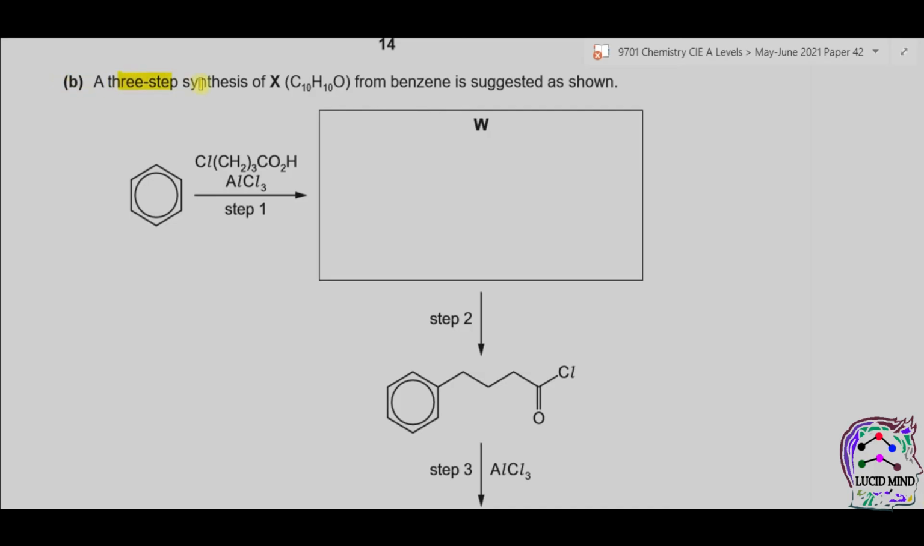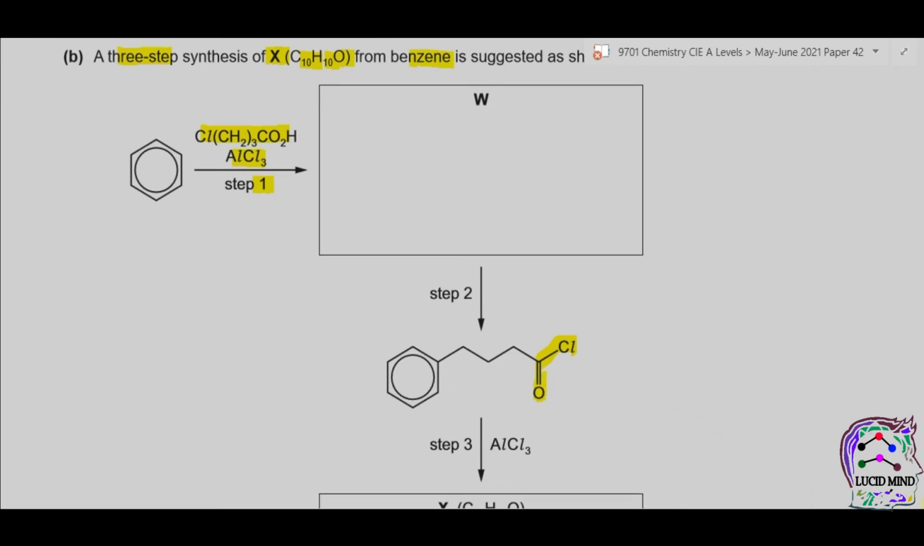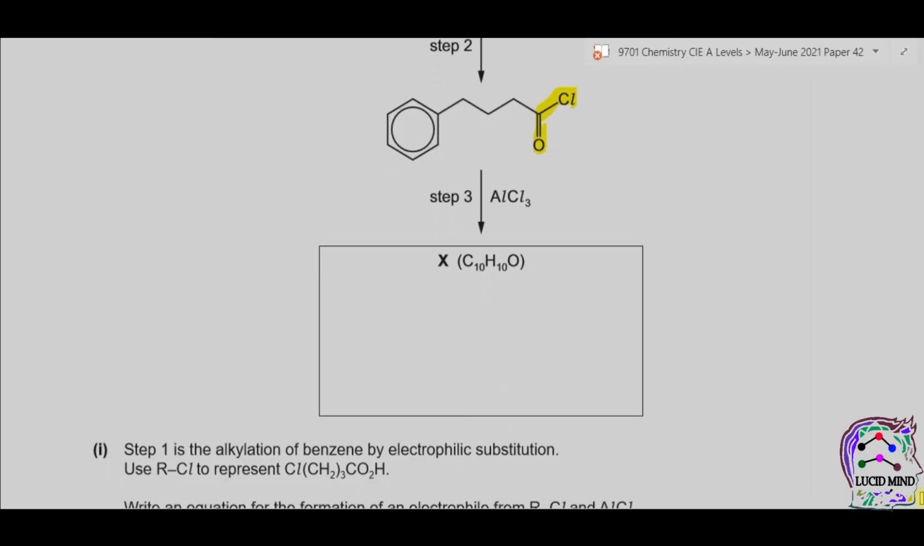Part B, a 3-step synthesis of X. We have C10H10O from benzene is suggested as shown. This is benzene ring. We have this reactant in the presence of AlCl3 and step 1. Then in step 2, it is converted into acyl chloride. And in step 3, we use aluminum chloride and see what product is formed.